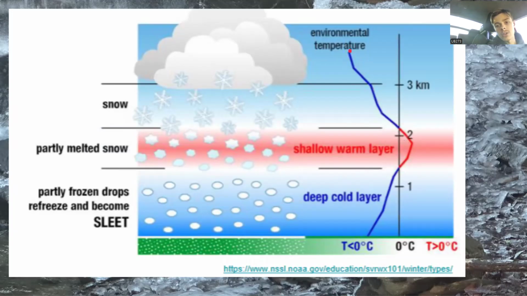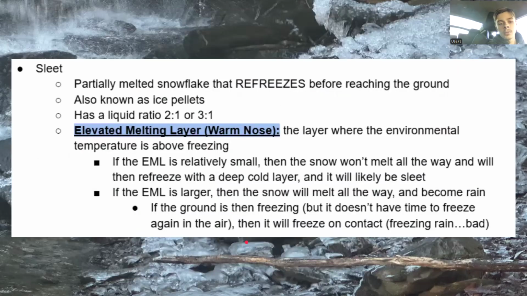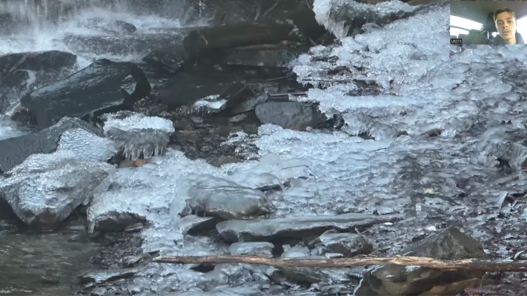So just imagine it's going down. We have snow, as you can see, but oh no. Well, not really oh no, but you know what I mean. It goes here and then it partially melts, but like I said, it still has the inner ice crystals. Then it ends up falling as sleet because it gets to a deep cold layer where it has enough time to refreeze, and it hits the ground as ice pellets. Yeah, that's all I need to say for that.